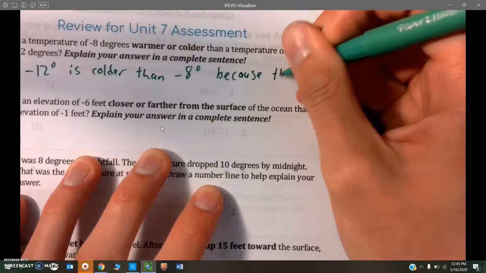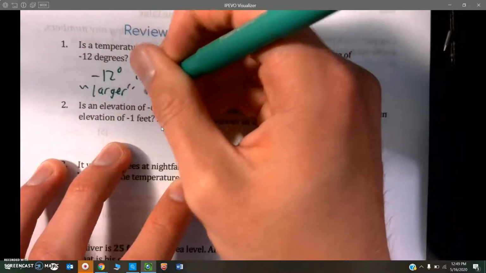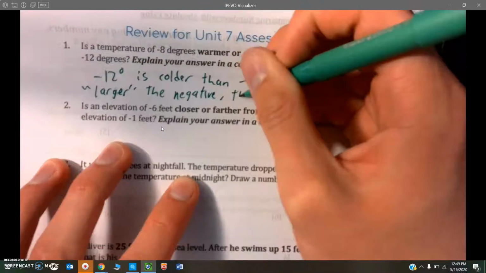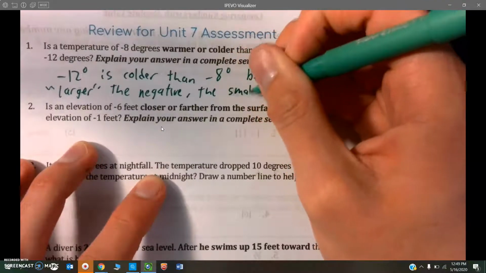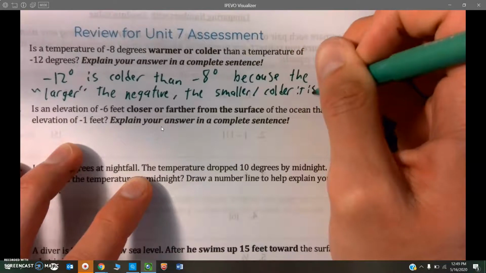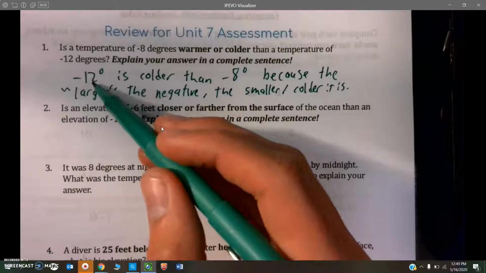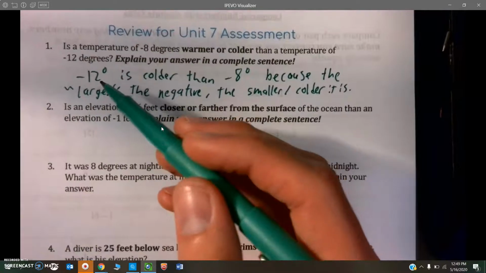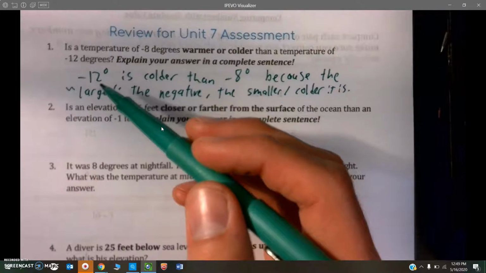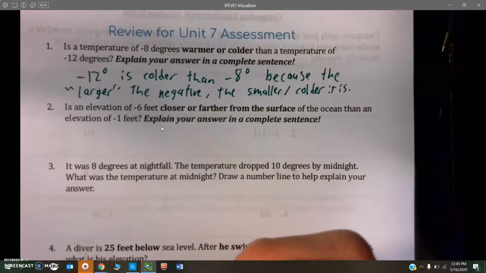Because the quote-unquote larger the negative, the smaller or colder it is. And once again, the reason why I have larger in quotations is because -12 looks larger, right? We think of 12 as being larger than 8, but in the case of negative numbers, -12 is actually smaller than -8, so therefore it is colder.